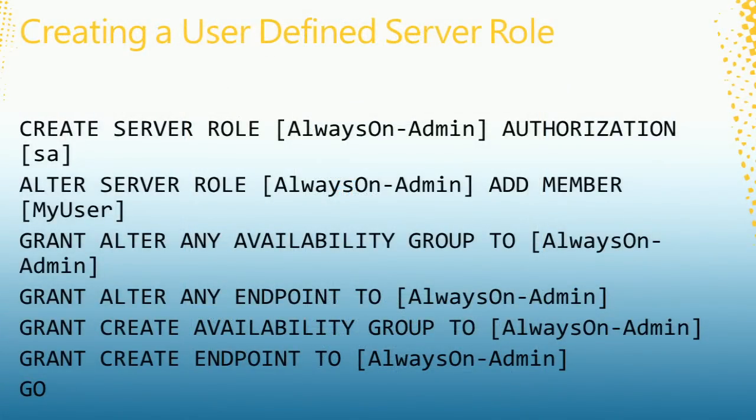So if you want to do it through T-SQL, if you're not a UI guy, it's some fairly basic T-SQL. Create server role, give it a name, authorization SA, just who's creating it. Alter the server role, add member, in this case my user. This is from Books Online, for the most part, if you can't recognize the horrible naming convention. And then you just grant rights to it. Grant alter any availability group to the AlwaysOn admin group. Grant alter any endpoint. Grant create availability group, and grant create endpoint.